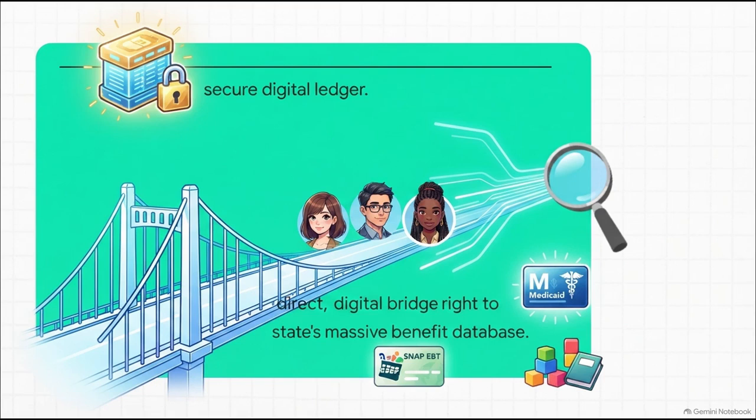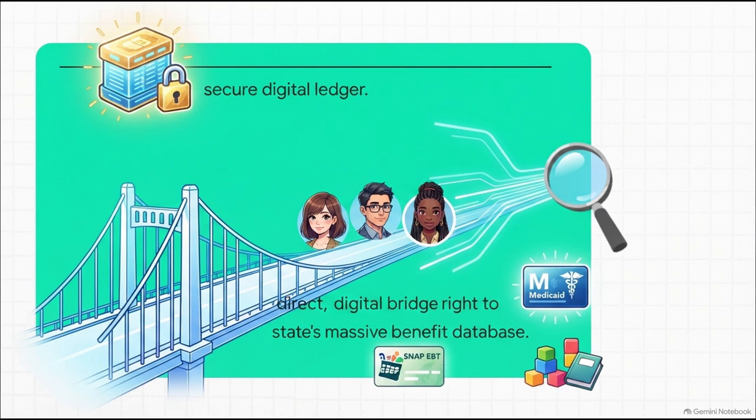So, what exactly is this system? Well, the state of New Hampshire uses a portal called NH Easy. Think of it like your secure digital ledger. It acts as the main electronic interface for the Division of Family Assistance, basically serving as a direct digital bridge right to the state's massive benefit database.